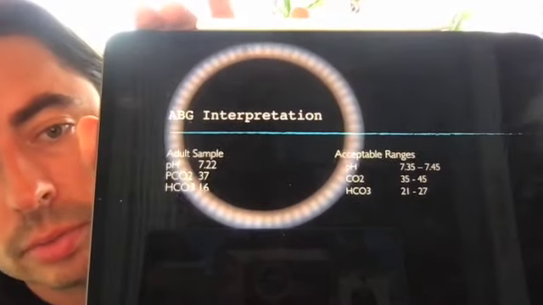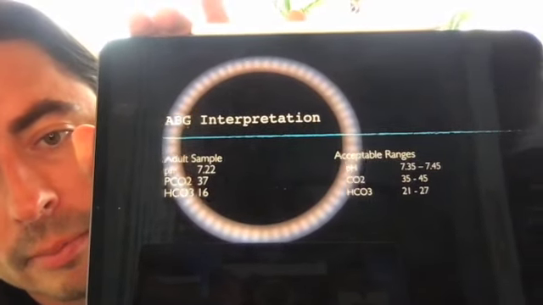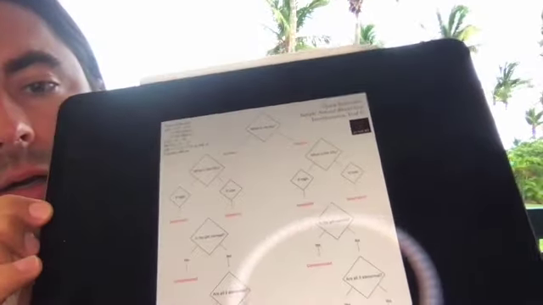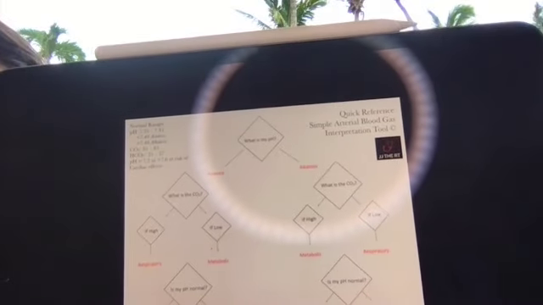Next, I go back to my pH. Is my pH within the normal range? No, it's outside of the acceptable or normal range, outside of that 7.35. It's at 7.22, right? So I know that this is not compensated. Working through the algorithm here, the first question: what is the pH? We know that it's acidotic.